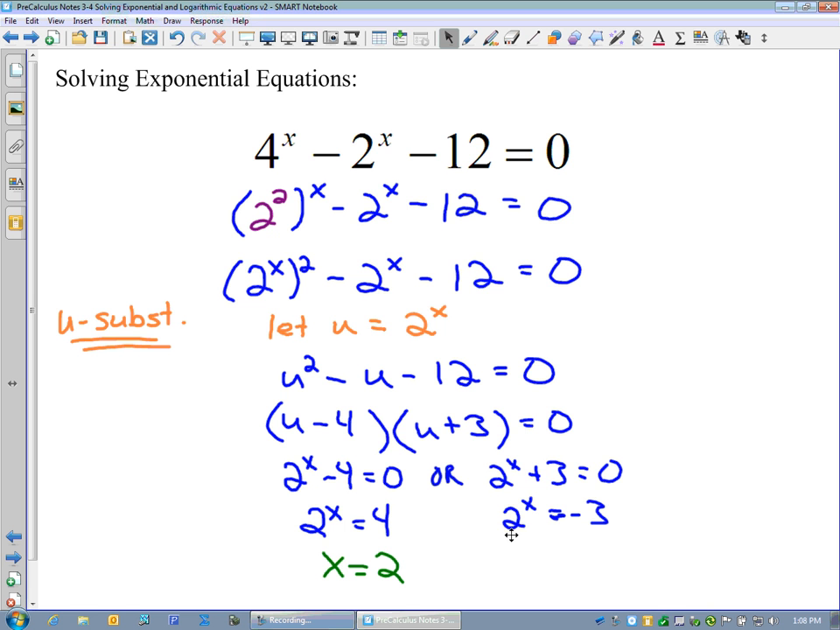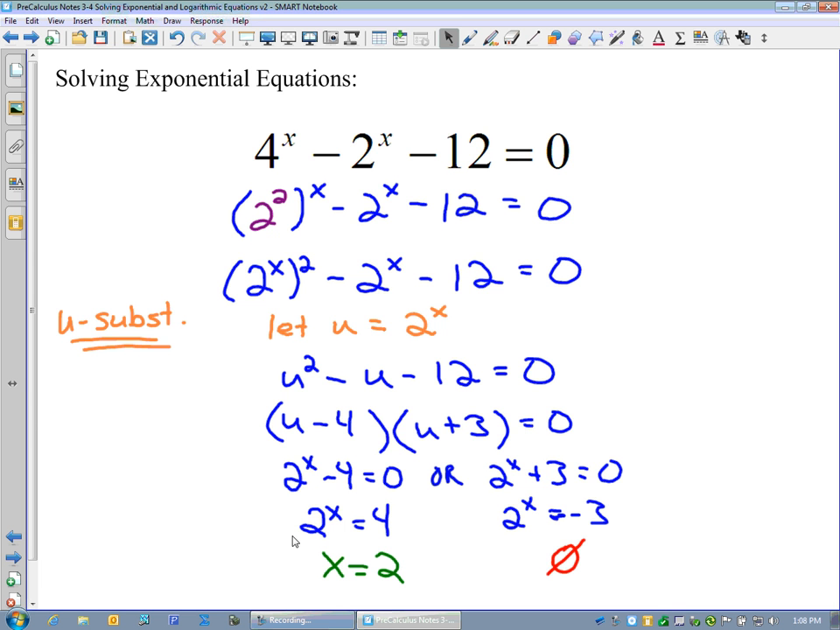But the problem in here is 2 being a positive number, if I raise it to any exponent, it doesn't matter what exponent I raise it to, it will never result in a negative number. Because remember, a negative exponent has nothing to do with negative numbers, it means reciprocation. Therefore, this equation actually has no solution to it. So we're going to say no solution. We're going to use the empty set symbol to say no solution.